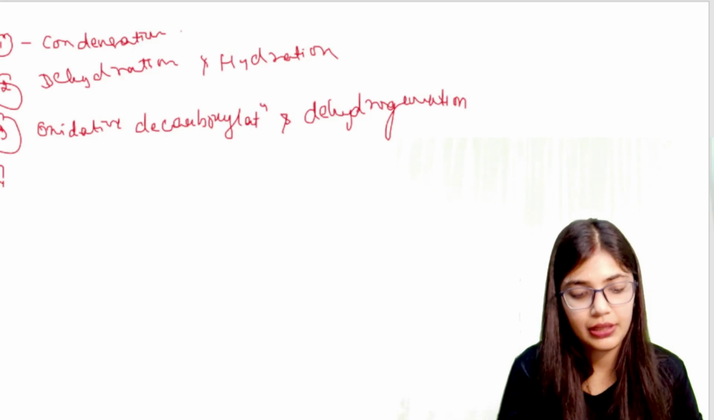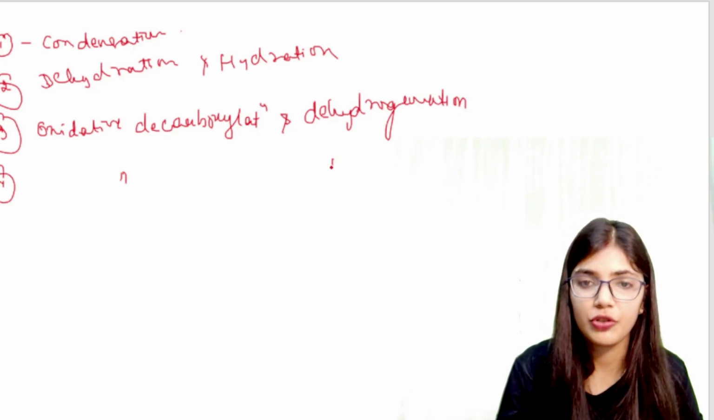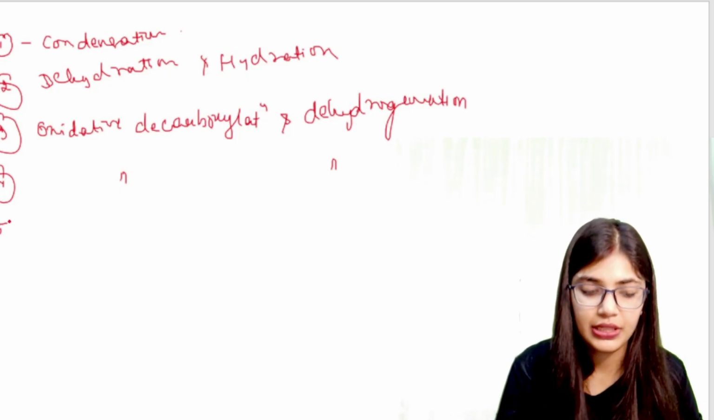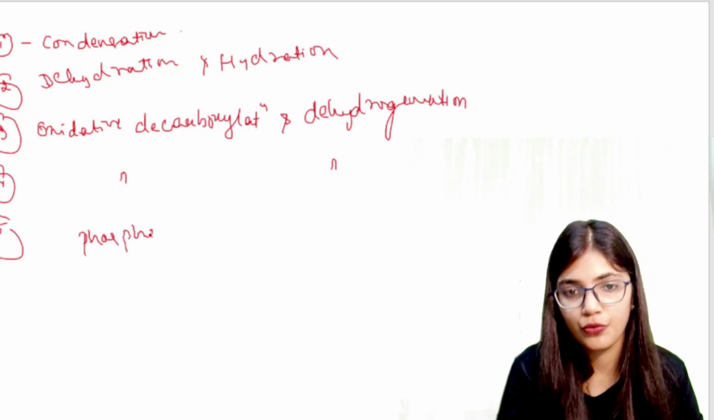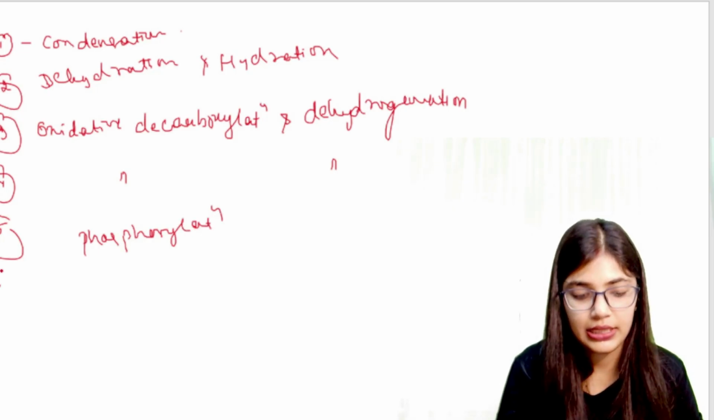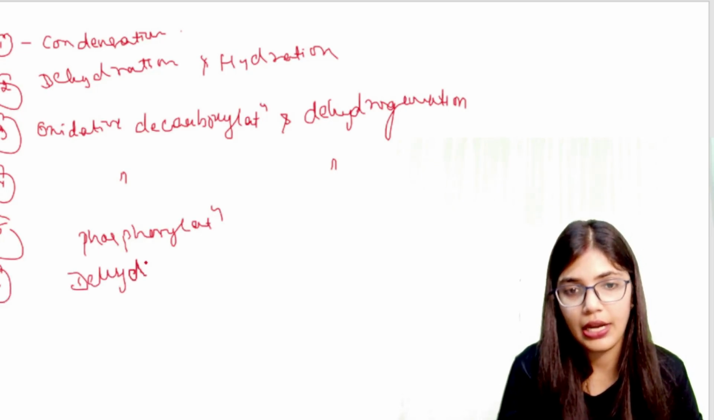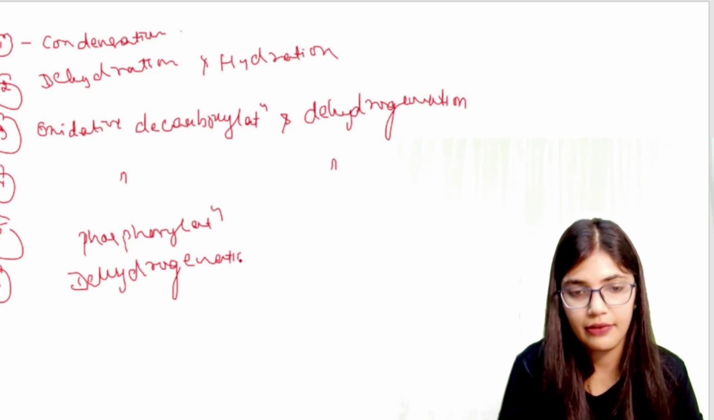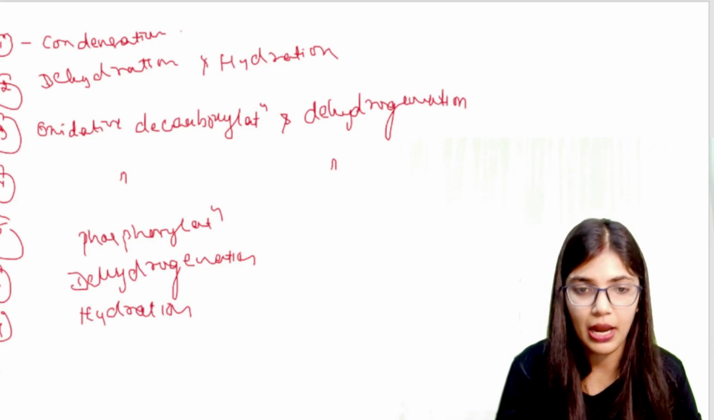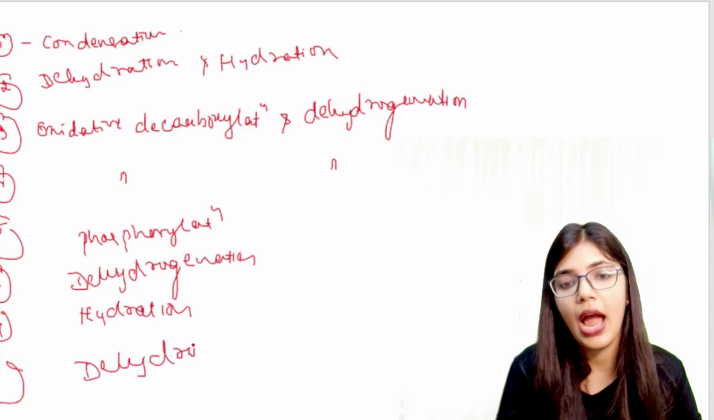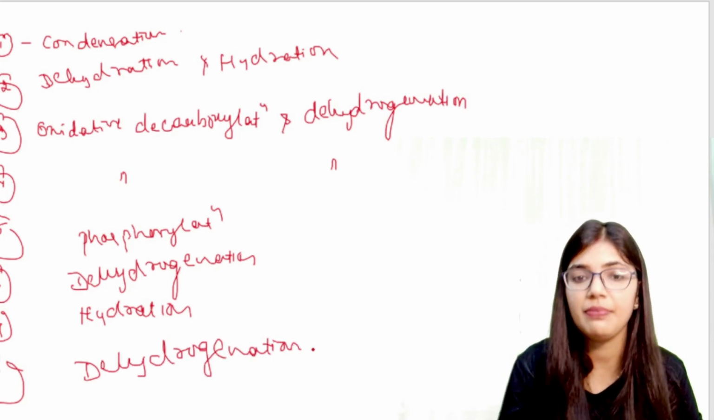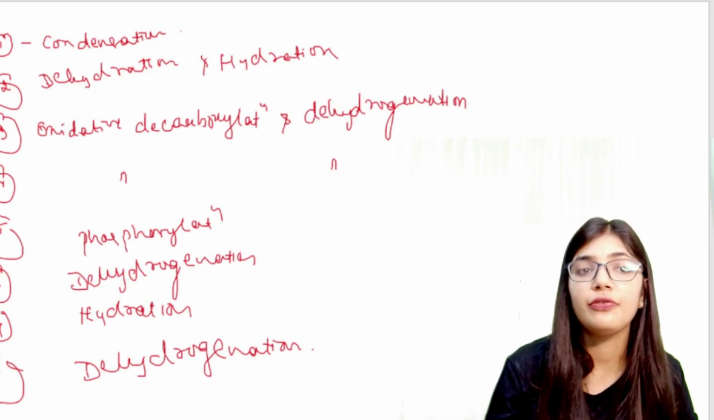In the fourth step there was the same oxidative decarboxylation and dehydrogenation. In the fifth step there was phosphorylation. In the sixth step it was dehydrogenation. In the seventh step it was hydration. And the eighth step was dehydrogenation. So these are the steps which were followed during the eight phases of the Krebs cycle.